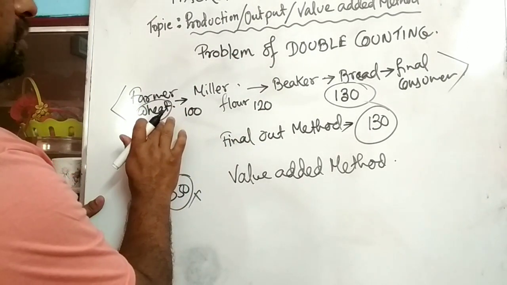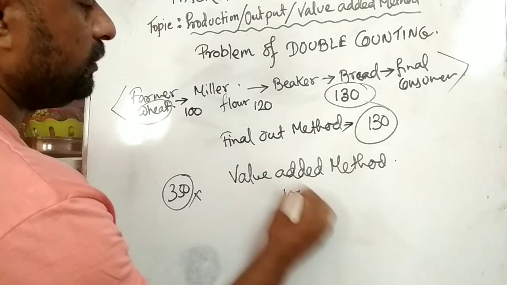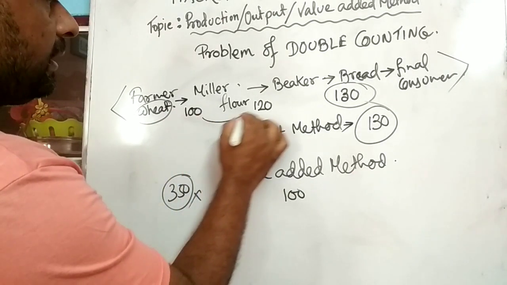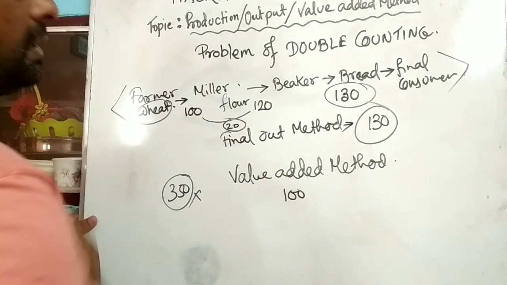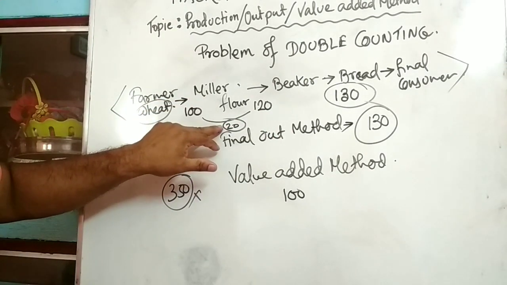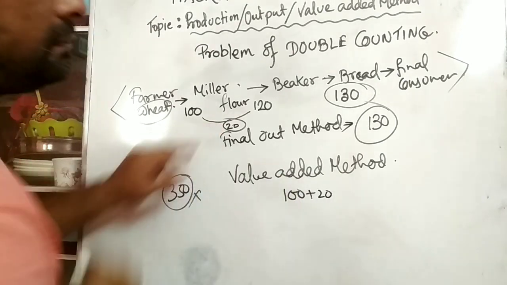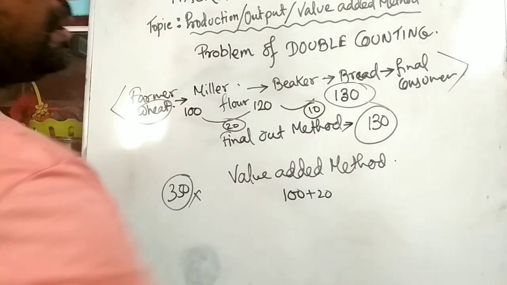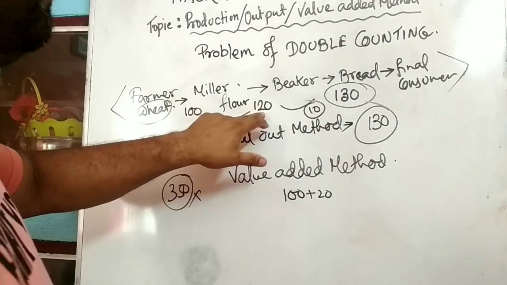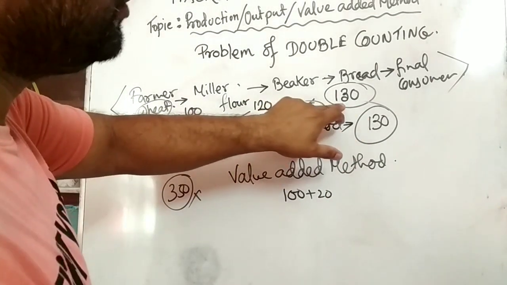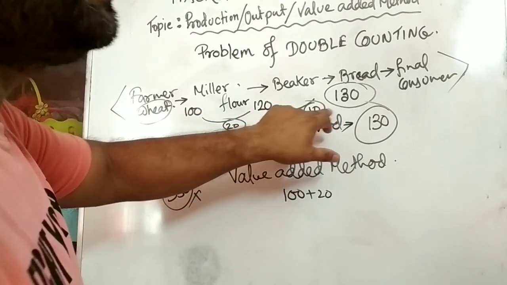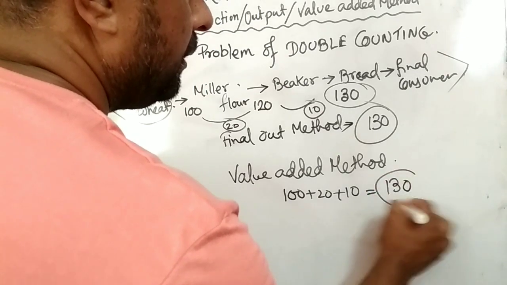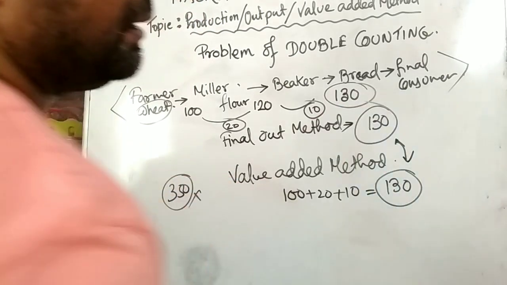Okay. Suppose first stage of production, what happened? 100 rupees of wheat are produced. Okay. In the second stage, how much value is added here? Only 20 rupees is added. The miller added only production of 20 rupees, plus 20. In the third stage, baker added only 10 rupees because he purchased flour of 120 rupees and he produces bread of 130 rupees, means he added only 10 rupees, plus 10. Okay. Now add all of this, it will be 130. Both are the same thing.